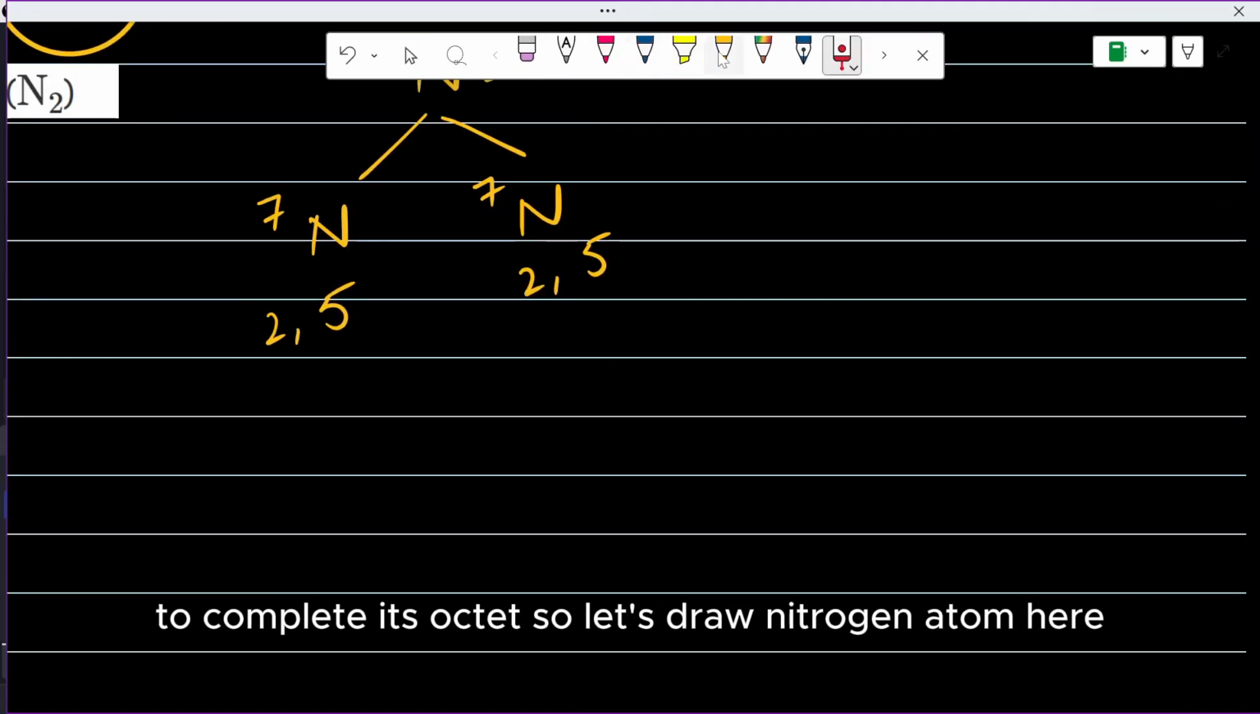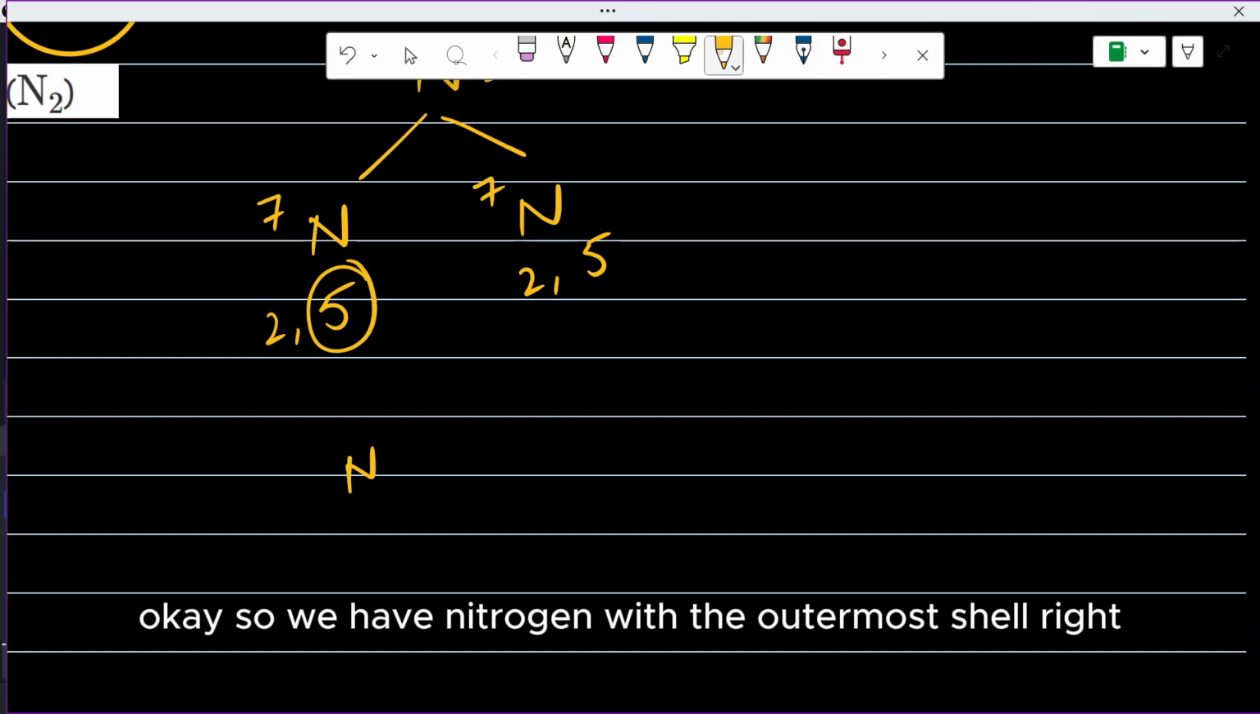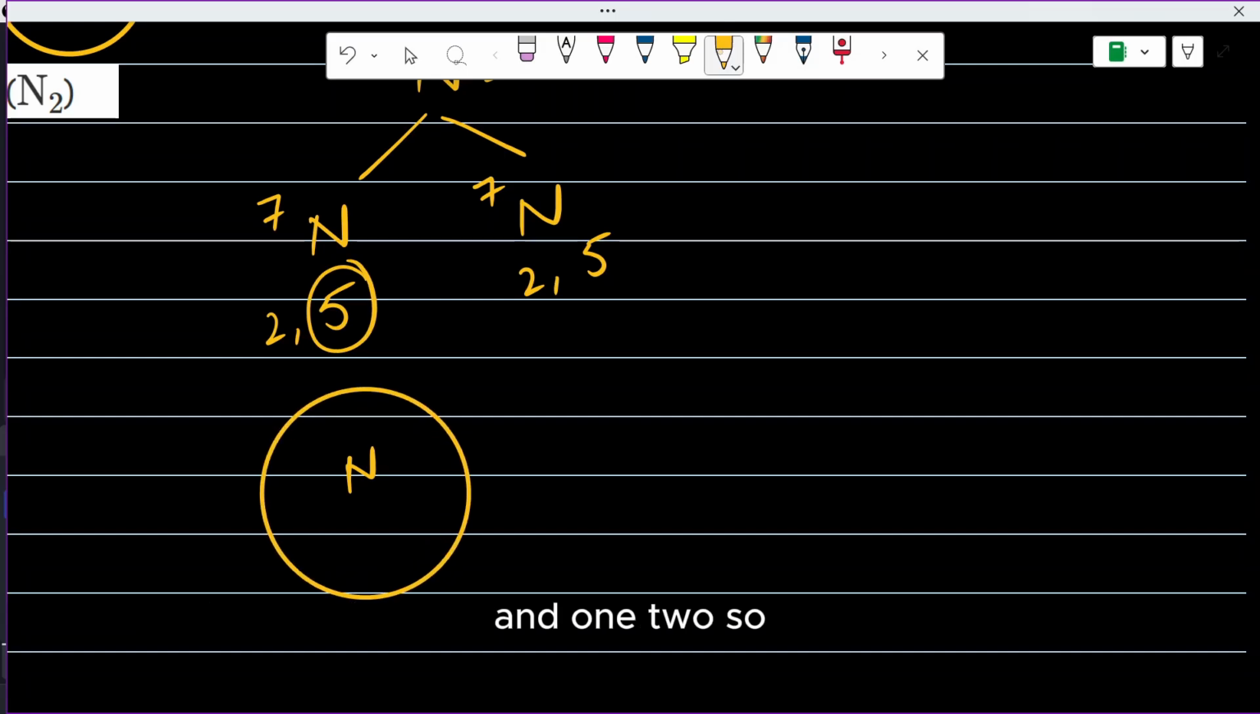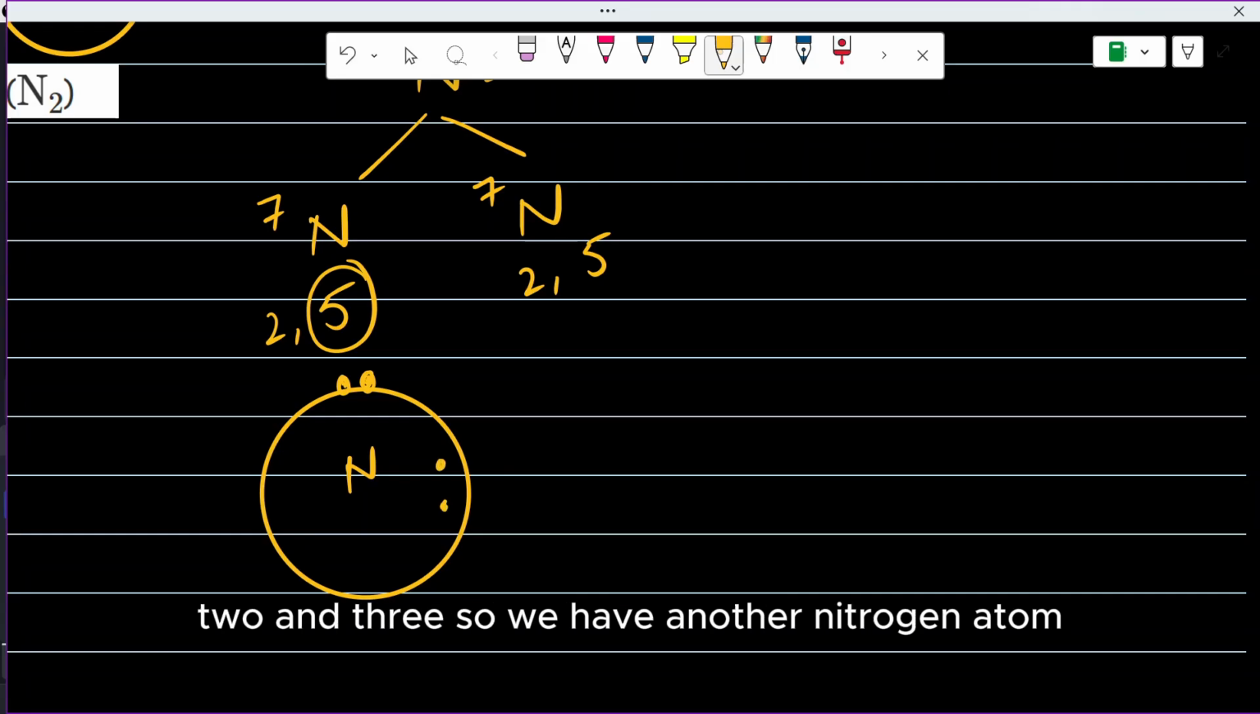So let's draw the nitrogen atom here. We have the first shell. Let's show electrons in the outermost shell. So we have nitrogen with the outermost shell, right? And it's sharing 3 electrons to complete its outermost shell. Remember, the number of electrons required to make 8 will be the number of electrons you need to share. So it needs 3 more electrons to make 8, so it will be sharing 3: 1, 2 and 3.